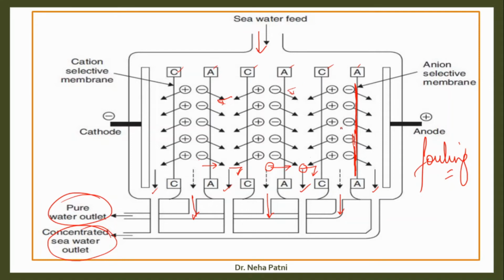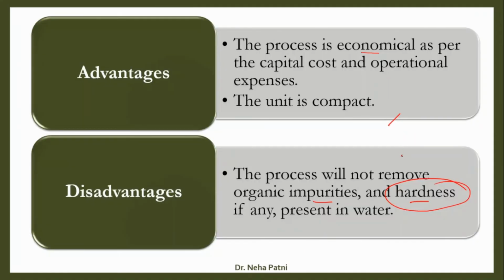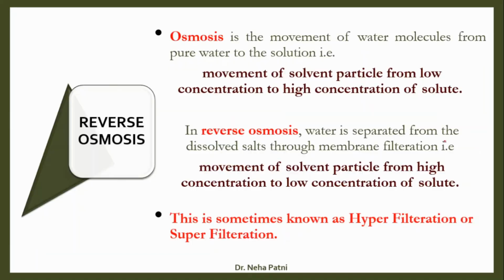I guess you remember that the membranes have a pore size and they allow only particles of that particular pore size to pass. So if calcium magnesium hardness is there, it will not be able to pass through it, rather it will get coated on the membrane, it will foul the membrane, and that affects the efficiency of the process. So it's better you remove the hardness or other organic impurities before treating for dissolved solids in electrodialysis. So that's a disadvantage. Now coming to the second one, reverse osmosis.